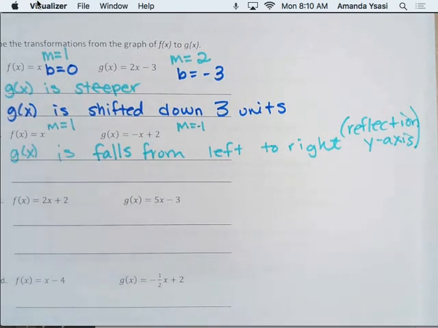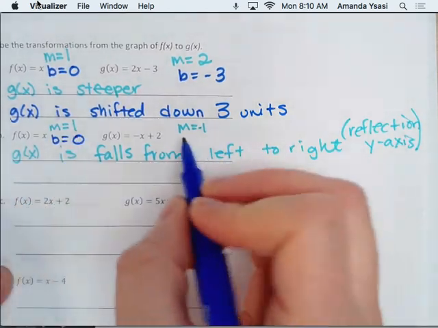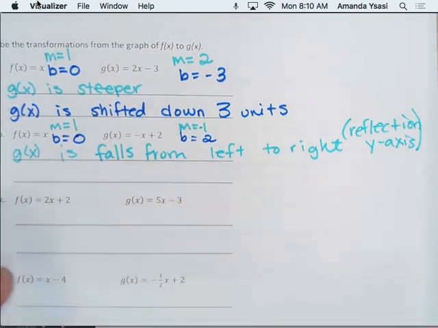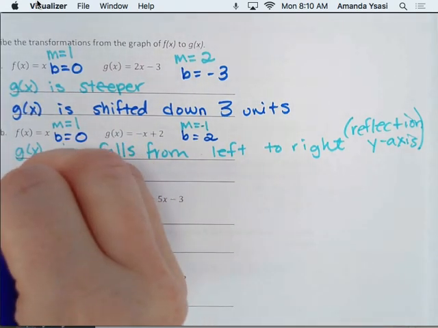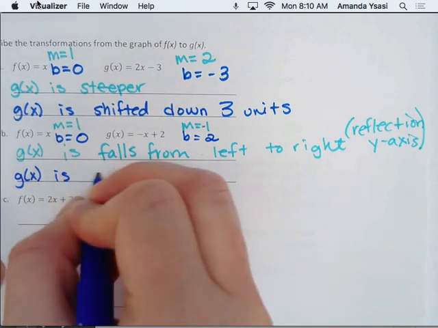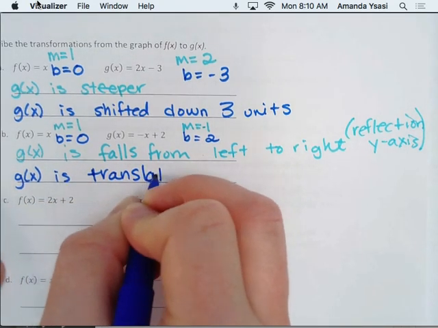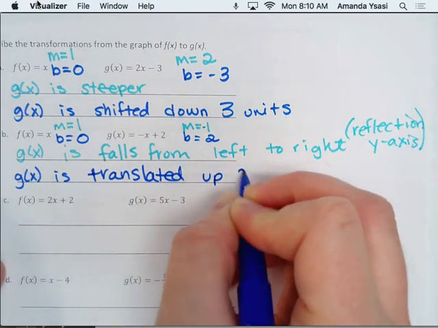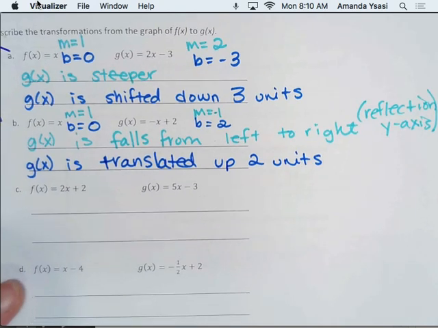And then the other change to the equation would be your y-intercept. So this was 0 and this one's 2. So how does that change the graph? g of x is translated up 2 units. We could also write shifted, mean the same thing.